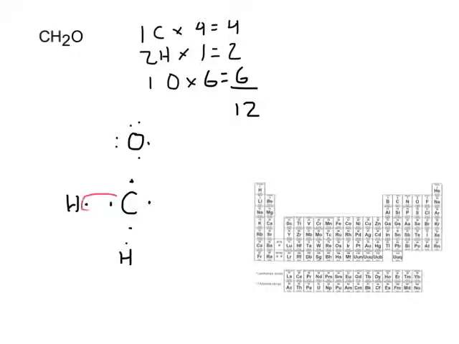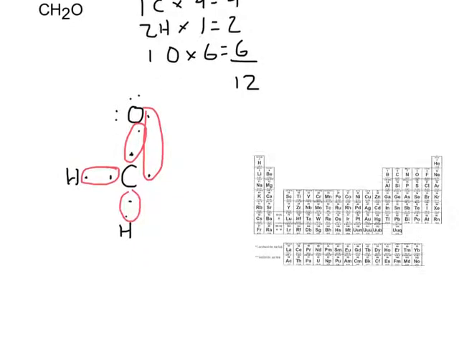First, I'm going to go ahead and make these bonds between the carbon and the hydrogen. My carbon now has 2 valence electrons left that it needs to form bonds with, and my oxygen has 2 valence electrons that it needs to form bonds with too. So instead of forming just one bond, this is going to form a double bond. And let's clean this up some.